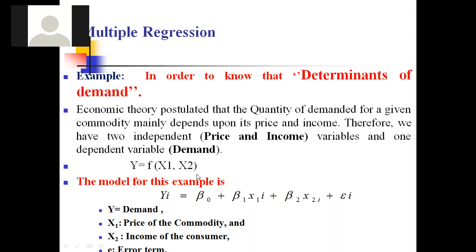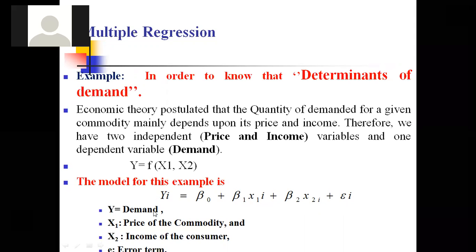But when it comes to the mathematical and economic model, then we need to write yi is equal to beta 0 plus beta 1 x1i plus beta 2 x2i plus epsilon i. Why do I put yi here? Because I have taken cross-section data. I have collected information from sample households.